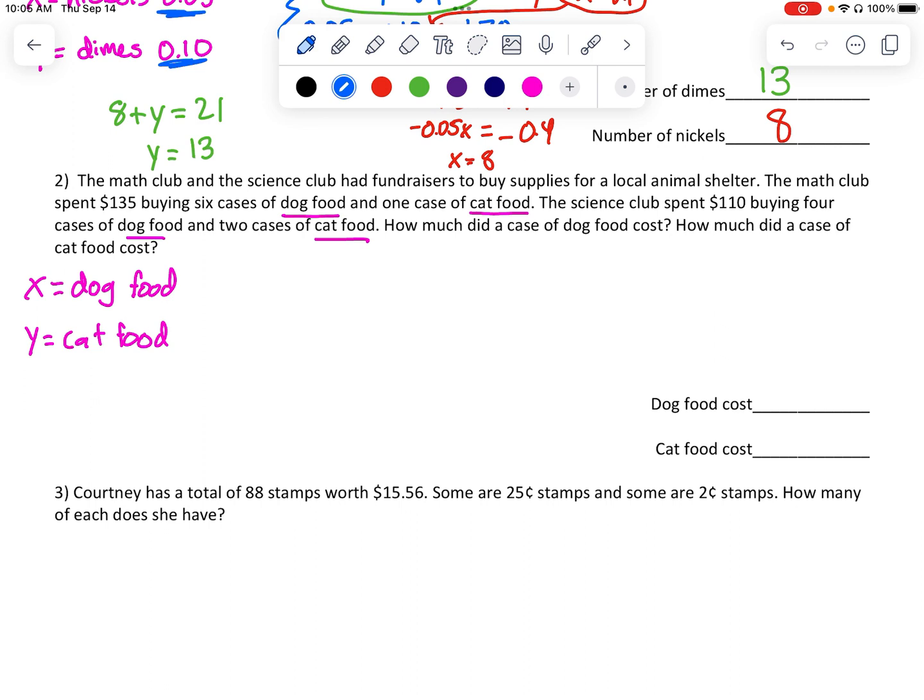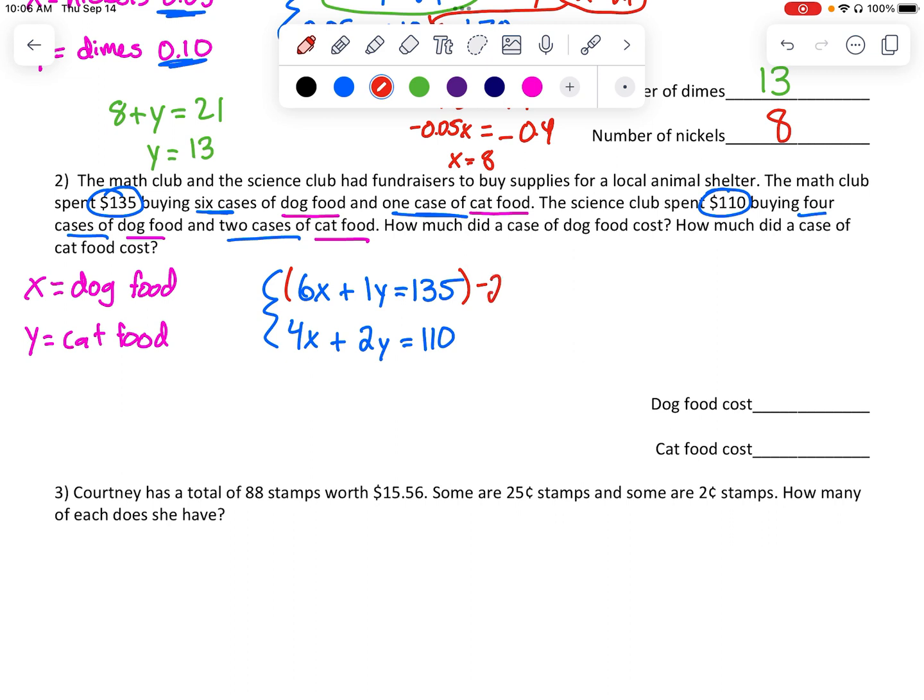For the first one, we've got 6 cases of dog food, so 6x, plus 1 case of cat food, so 1y, and its total is 135. The other one, we've got 4 cases of dog food, so 4x, plus 2 cases of cat food, and its total was 110. I always like doing the total last for some reason. This one has no decimals, it's in standard form, so personally I like doing elimination, but you can choose whichever method you want. I'd like to turn that 1y into a negative 2y so it would eliminate.